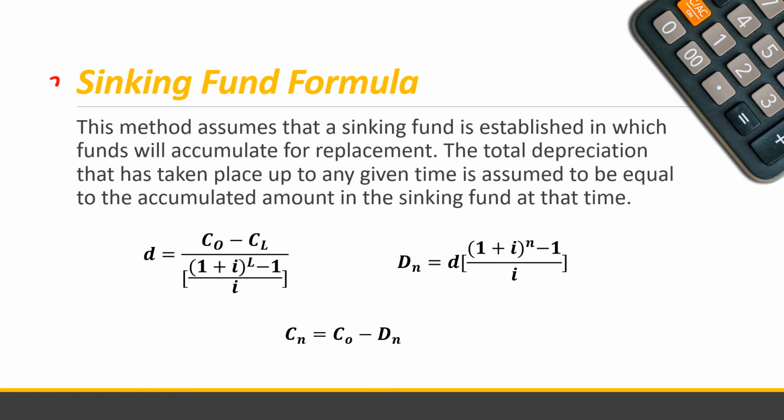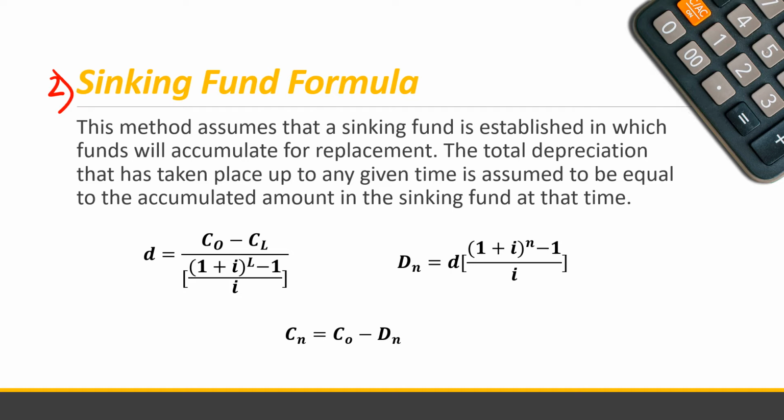So the next method is the sinking fund formula. In this method, it assumes that a sinking fund is established in which funds will accumulate for replacement. So the total depreciation that has taken place up to any given time is assumed to be equal to the accumulated amount in the sinking fund at that time. Okay, so this is formula based. Annual depreciation is (C sub O minus C sub L) over ((1 plus i) to the power of L minus 1) over i. So it now involves interest.